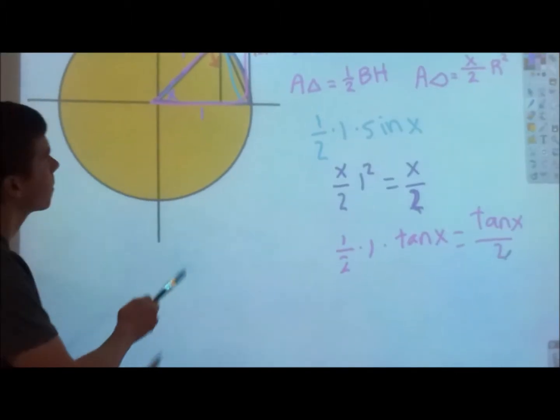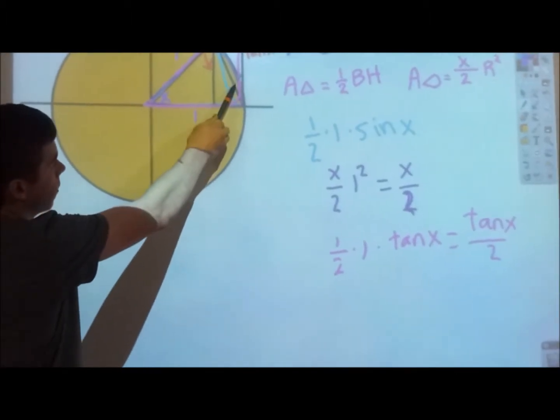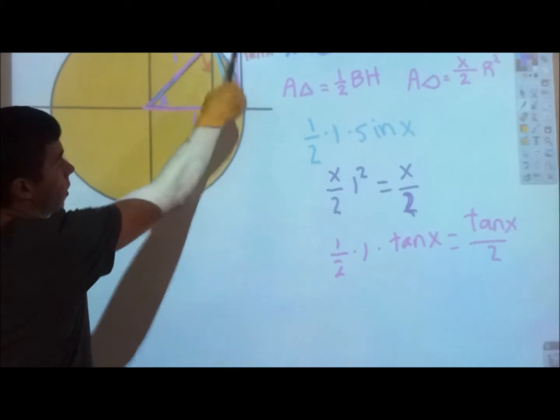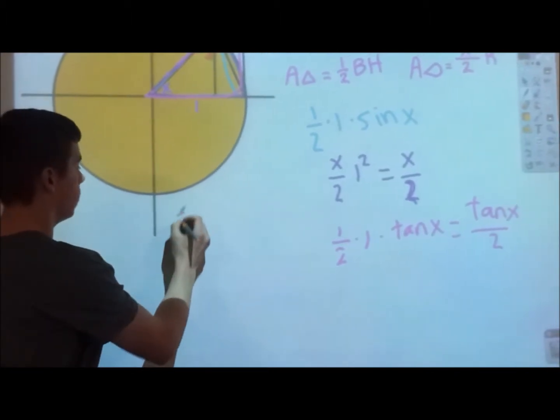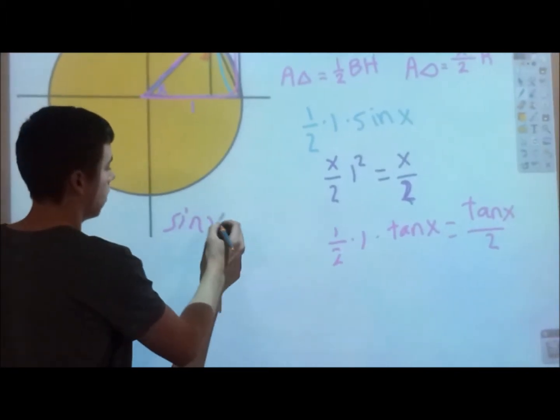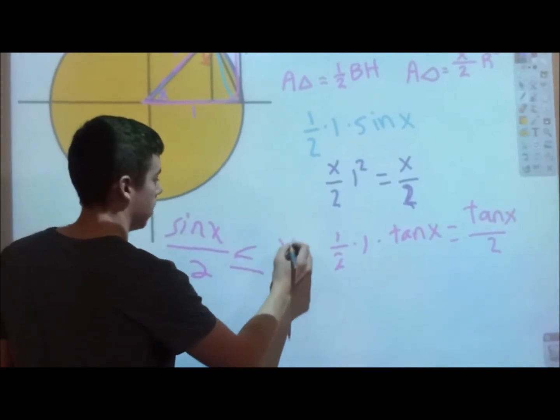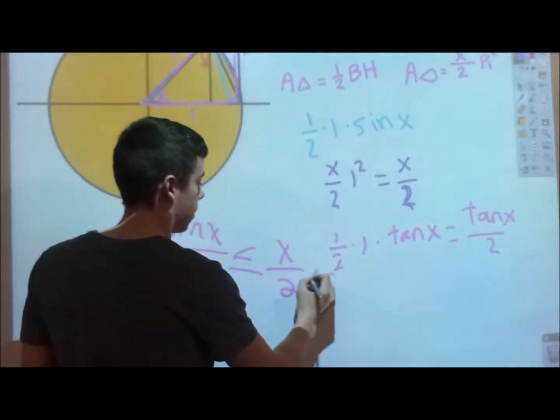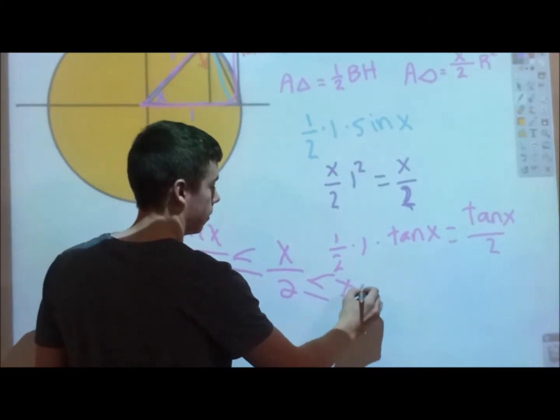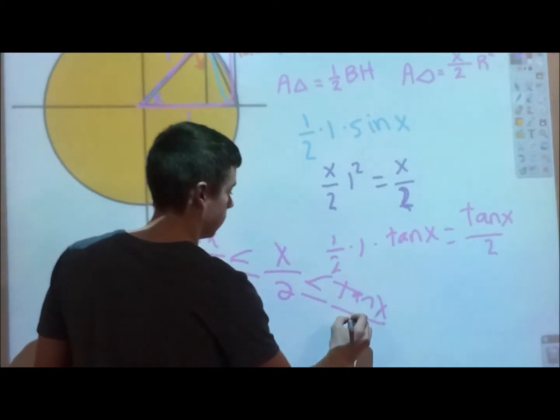We can see from the diagram that the area of this first triangle is smaller than the area of the sector, and the area of the sector is smaller than the area of the large triangle. So we can set this up: sine x over 2 is less than or equal to x over 2, which is less than or equal to tan x over 2.